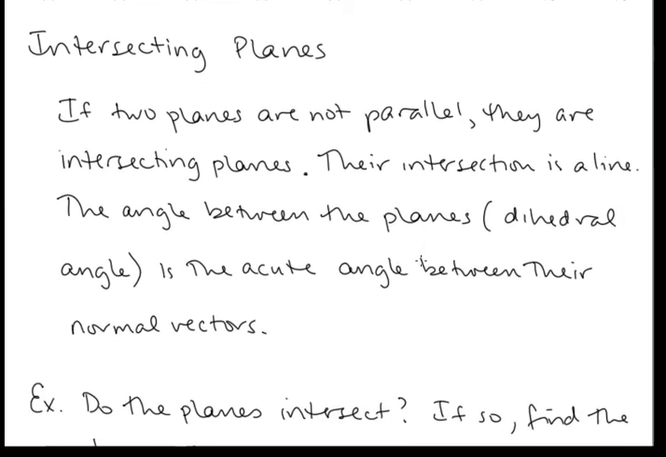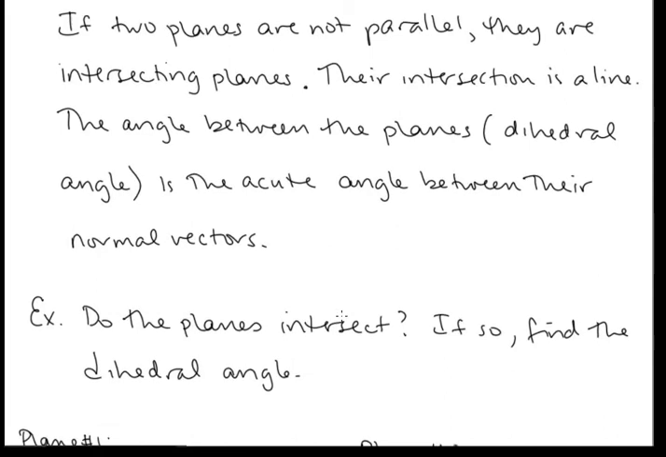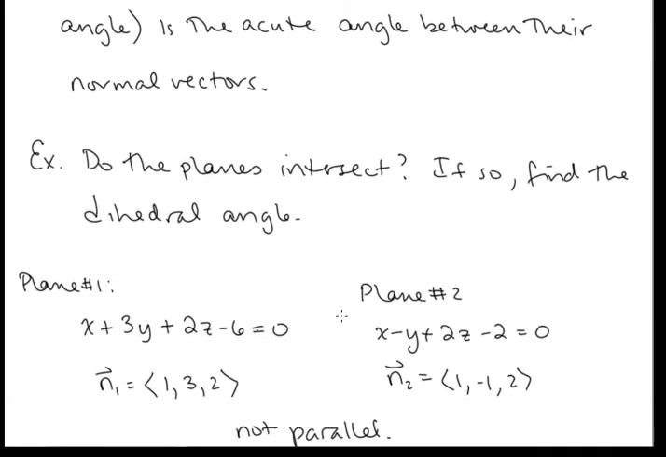Intersecting planes. Like lines in two-dimensional space, planes have the property that if they're not parallel, they're intersecting. So if two planes are not parallel, they are intersecting planes. Their intersection is a line, and the angle between the planes, called a dihedral angle, is the acute angle between their normal vectors. So, for example, do these planes intersect? And if so, find the dihedral angle. Find the angle between the planes.